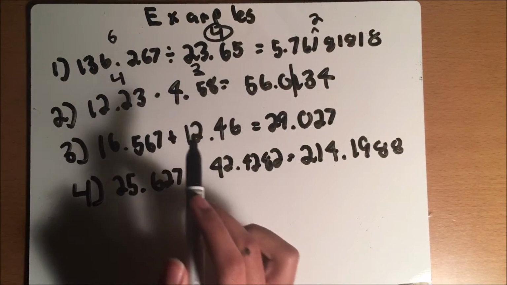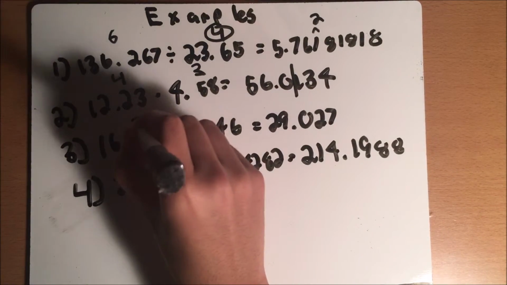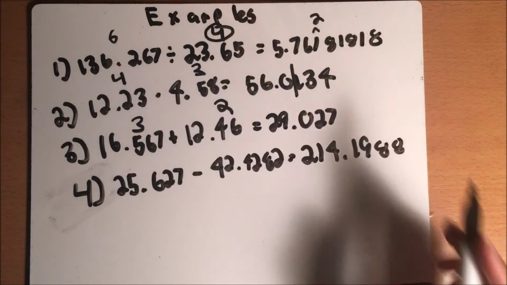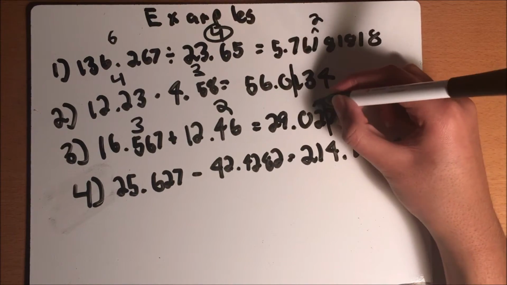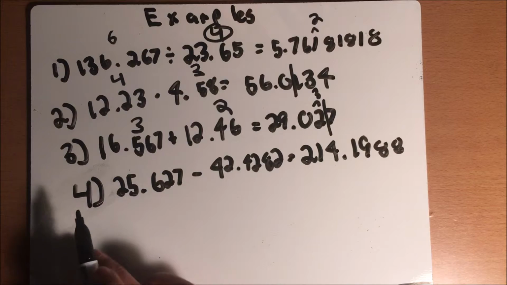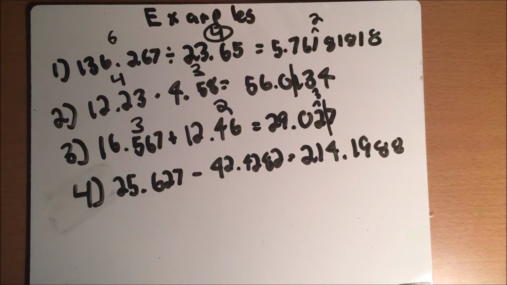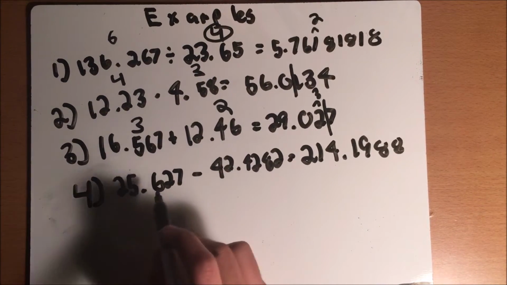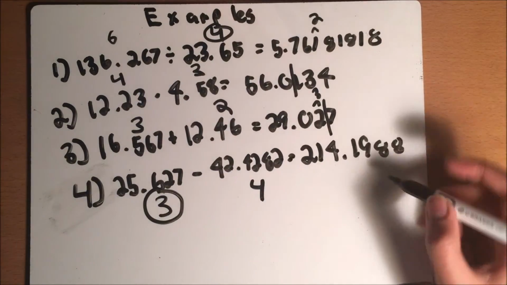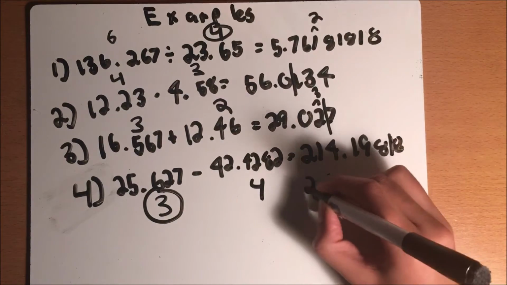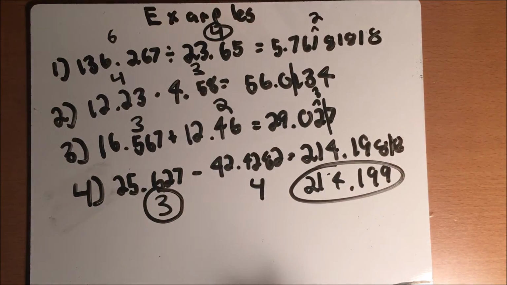Now the third one's addition, which means you take the least number of decimal places. This one has 3 decimal places, this one has 2, meaning the end result also has to have 2 decimal places. So you cut off right here, but since it's a 7, this rounds up to a 3. For the fourth one, it's subtraction, so you take the least number of decimal places again. So this has 3 decimal places, while this has 4, so the least number is actually 3, which means the end answer cuts off here, but since it rounds, it becomes 214.199. And that is the answer.